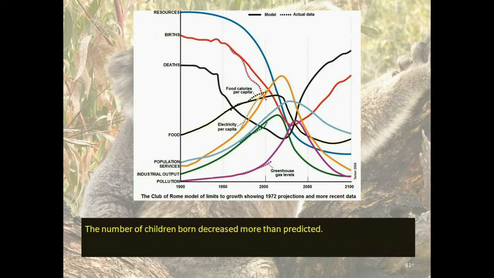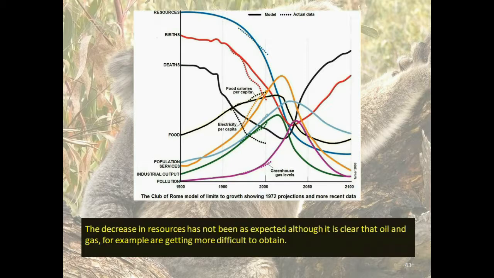The number of children born decreased more than predicted, as did the death rate. The result was that the population continued to increase as anticipated. The decrease in resources has not been as expected, although it is clear that oil and gas, for example, are getting more difficult to obtain.